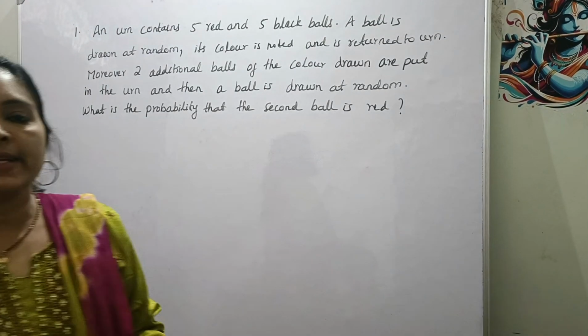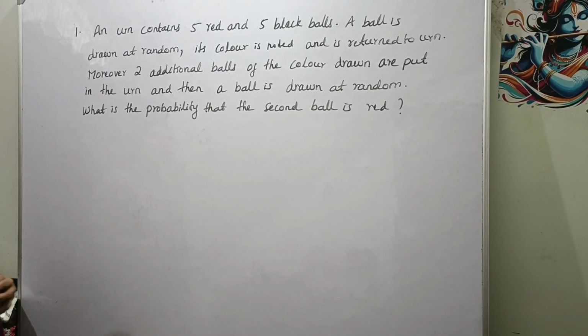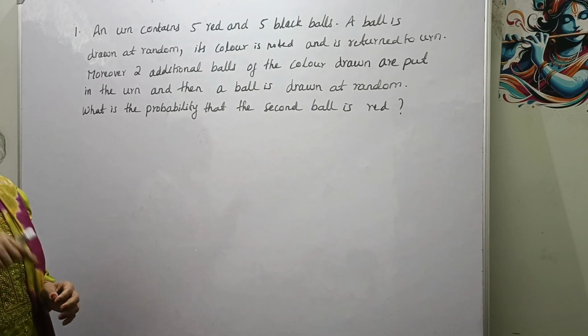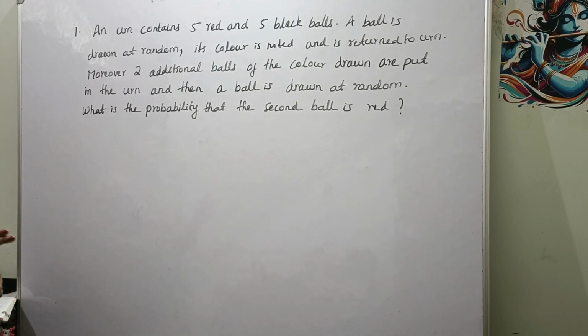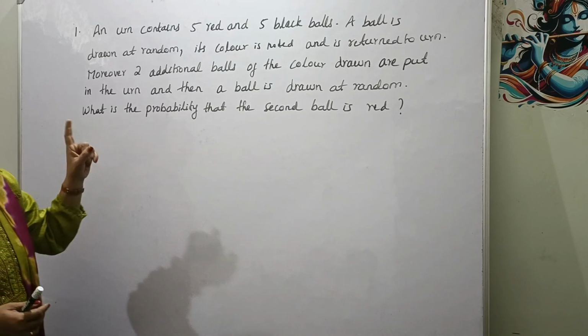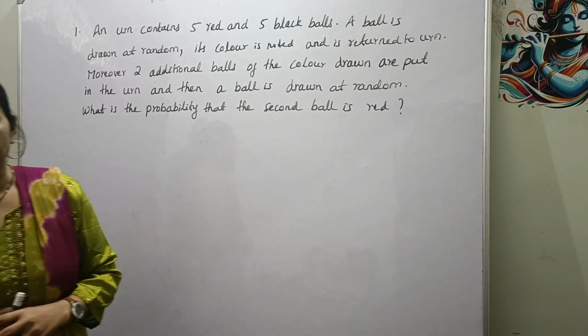Now let's go through exercise 13.3. First question. An urn contains 5 red and 5 black balls. A ball is drawn at random. Its color is noted and it is returned to the urn. Moreover, 2 additional balls of the color drawn are put in the urn and then a ball is drawn at random. What is the probability that the second ball is red?